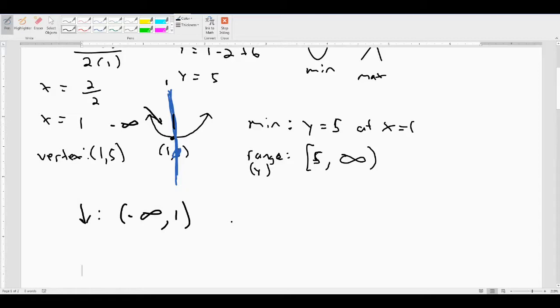Anytime you do intervals of increase and decrease, use parentheses no matter what. And then from 1 to positive infinity, it's going up. Always use parentheses. 1 to infinity. And that's it.